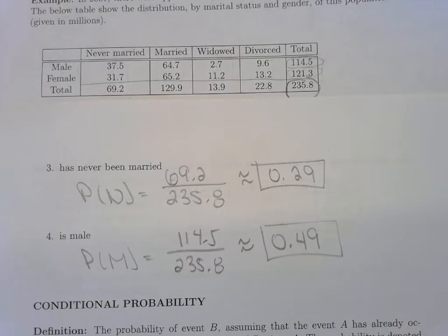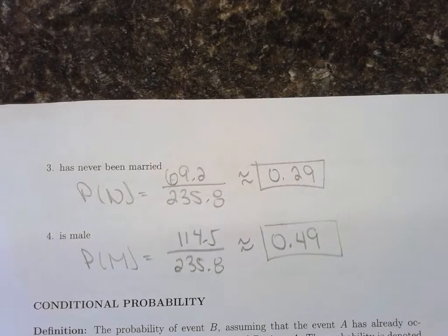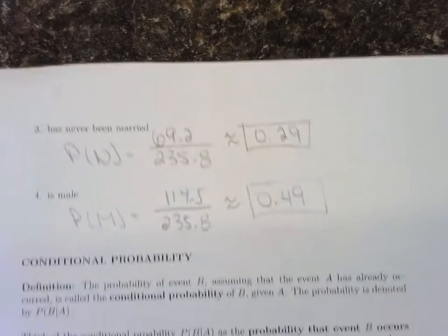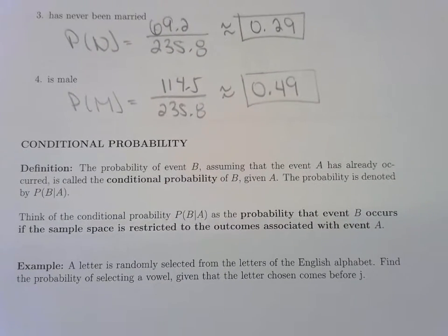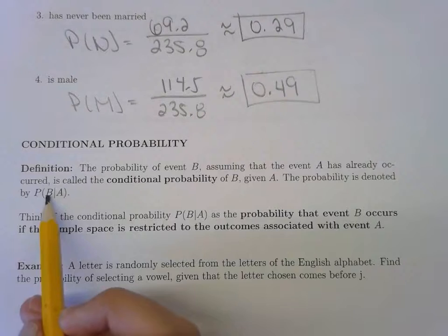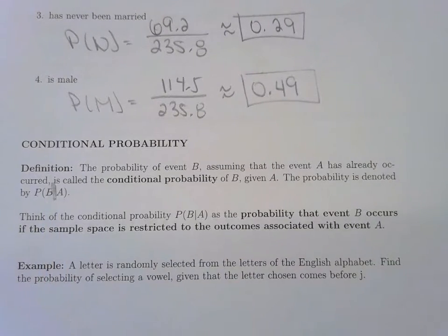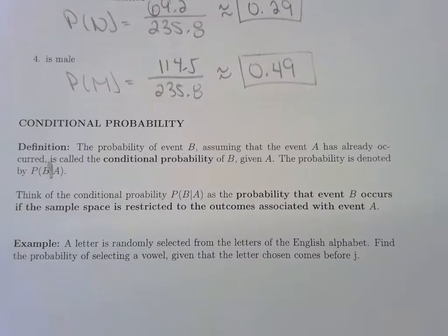Okay, and then the last thing we're going to learn in this section is conditional probability, which there will be some like this on the exam. Definition: the probability of event B, assuming that the event A has already occurred, is called conditional probability of B, given A. The probability is denoted by probability of B, and then this line represents given A. So how do we solve these? Think of the conditional probability as the probability that event B occurs if the sample space is restricted to the outcomes associated with event A.